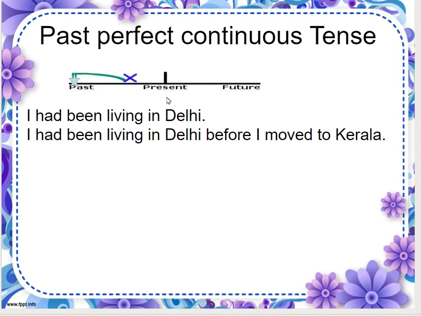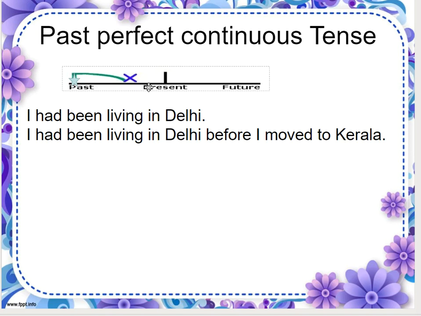This is now, and this is the past. So, if I talk about the period from the start point to the X point, I could say during that period I had been living in Delhi. From this point up to this point, I had been living in Delhi, right? During this period, everything in the past, I had been living in Delhi, or I can also use it to describe something that had been happening and then something else happened.